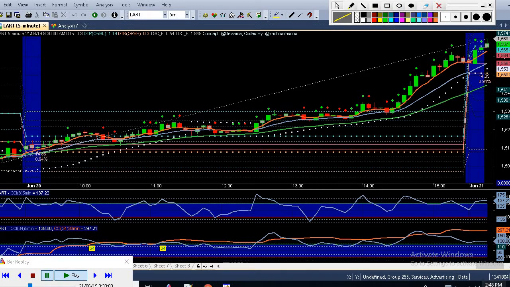Over here in front of me, I have a chart of LNT and we would be analyzing the alerts which were generated on 21st of June. Currently, I have Amibroker and the tool for NimblrTA, which would give you the analysis.